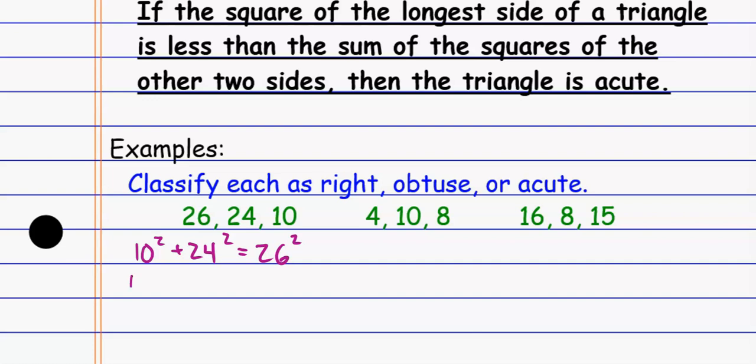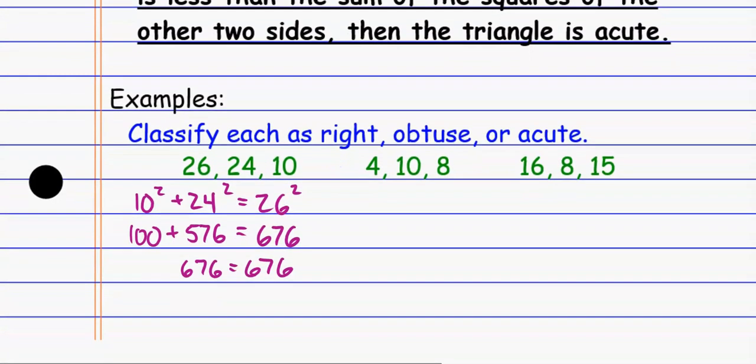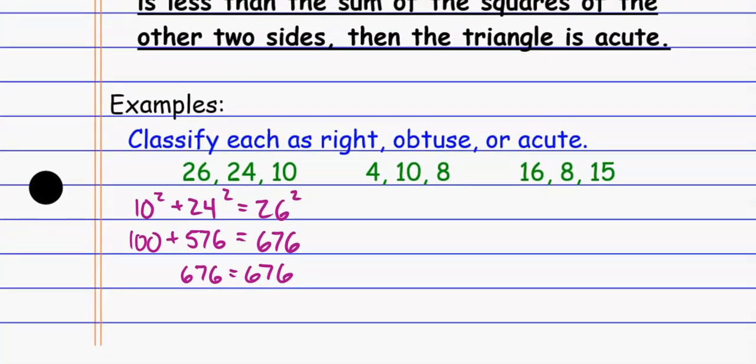So let's see, this was 100 plus 576, and this was 676. We already did this example earlier, and we found that, yes, this was a right triangle. But essentially, the question isn't a yes or no question now. We're not asking, is it a right triangle? We're simply asking what kind of triangle it is. And so for this one, I would say that this is a right triangle. Now I'm classifying the triangle as a right triangle because those two values were equal.